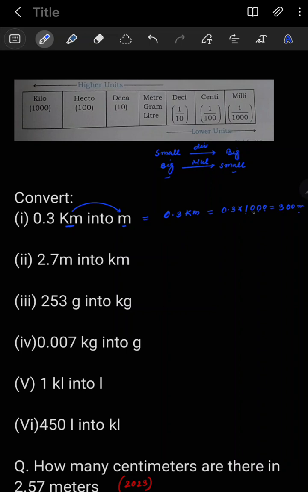Okay, so here how many zeros? 3 zeros. In 1000 how many zeros? 3 zeros are there. And here is your point. How many houses after the point? One house. So for that one house, one 0 cancels, then the remaining 2 zeros you have to write in front. So that is your answer.